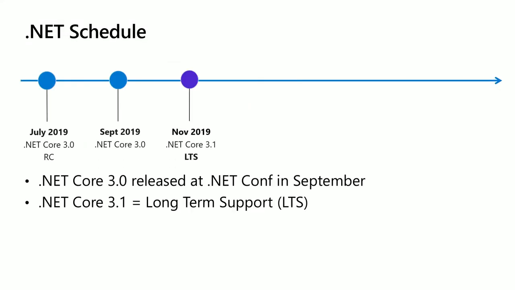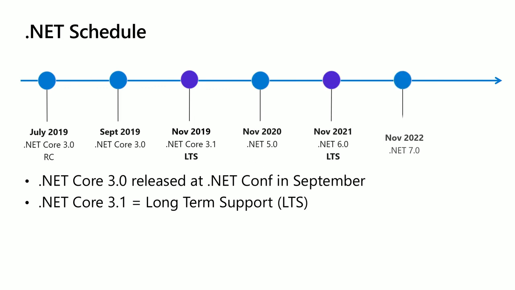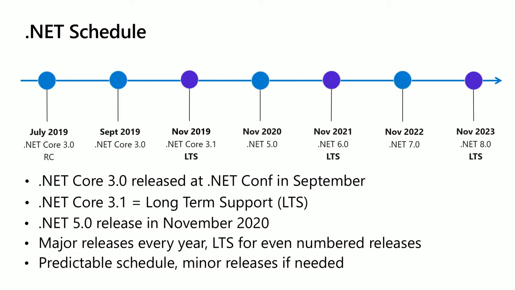And schedule-wise, 3.1 should ship in November, maybe a few days after, I think that is the plan. .NET 5 will ship in November of next year, and then we should have a major release every year, and an LTS release on every even-numbered release. And like I said, Blazor WebAssembly is coming in May of 2020. Had to stick that in there. We're going to squeeze that release in.